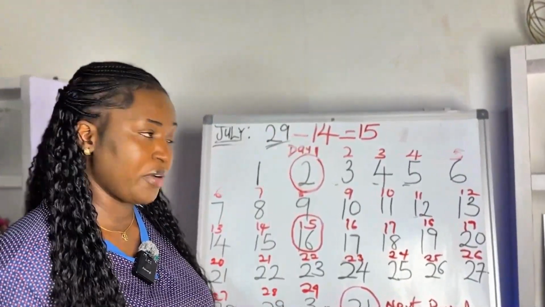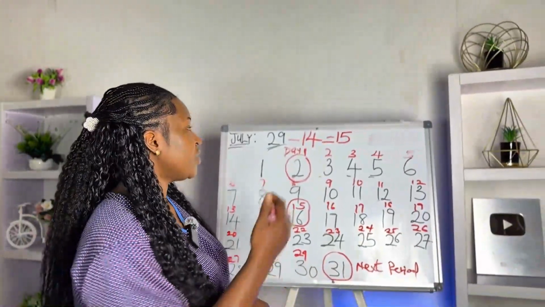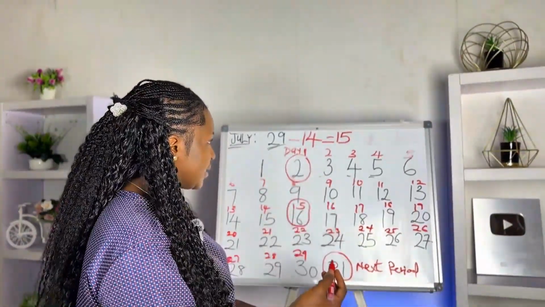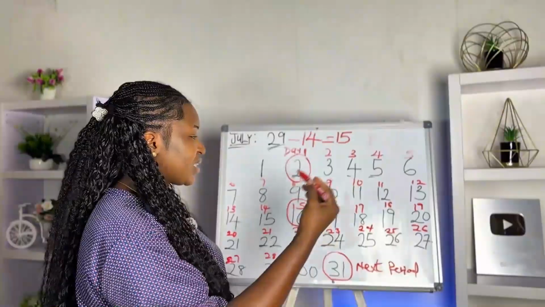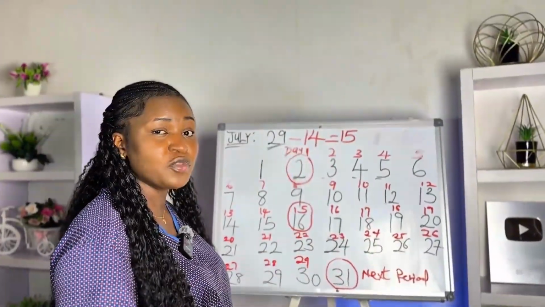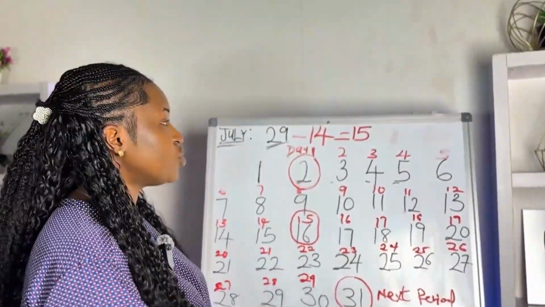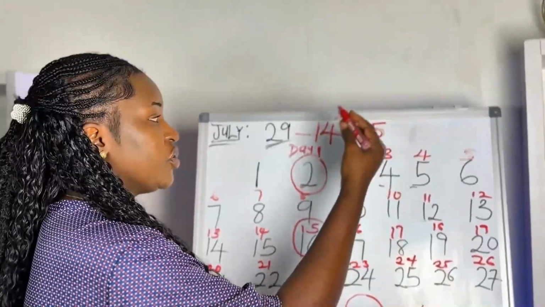Let me just give a quick recap. So like I said earlier, no matter what your cycle length is, be it 29, 28, 26, 30, 35, no matter what it is, all you have to do is subtract 14. Then you get your ovulation day.